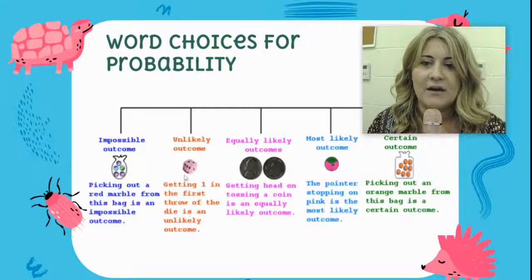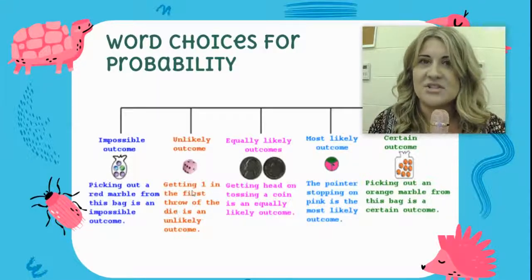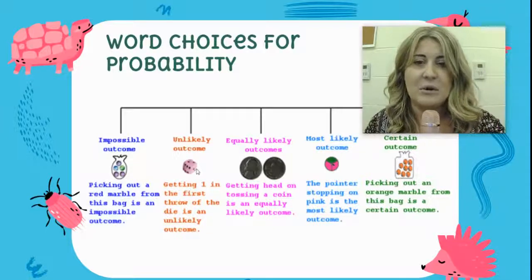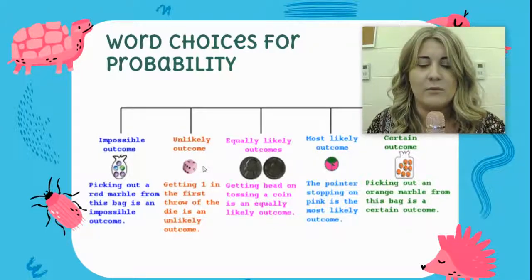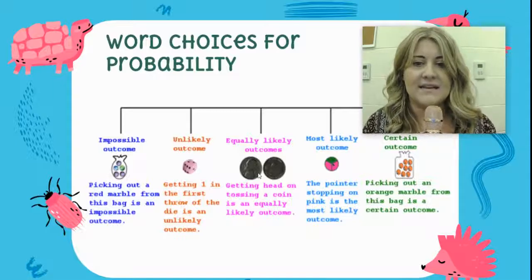An unlikely outcome would be getting a 1 on the first throw of a dice. It's unlikely because there's a 1 out of 6 chance. There's 6 sides of a dice, so you only have 1 out of 6 chances of rolling a 1. Could it happen? Yeah. Is it impossible? No. It's just unlikely. Equally likely is a coin because you're flipping heads and tails.